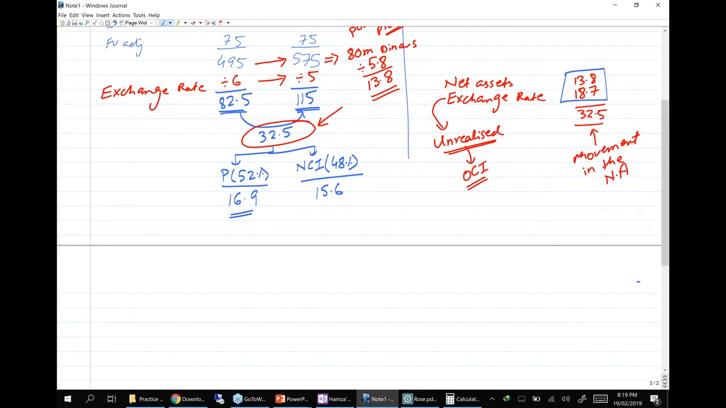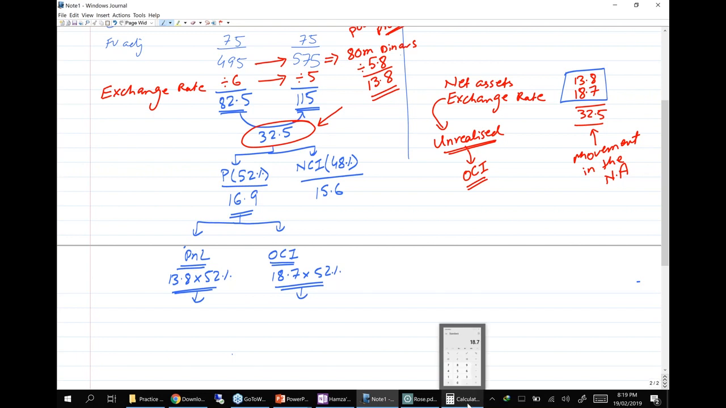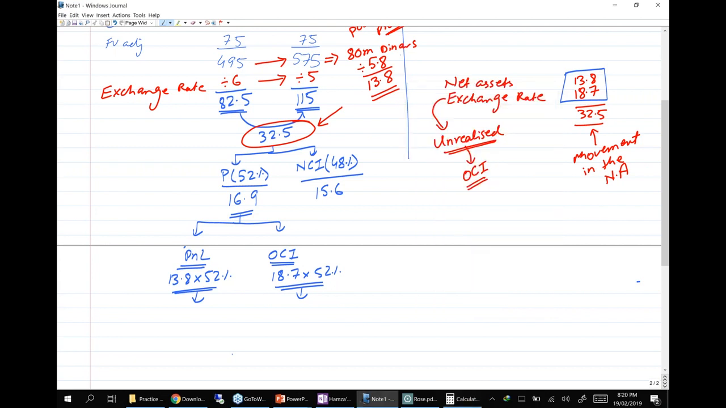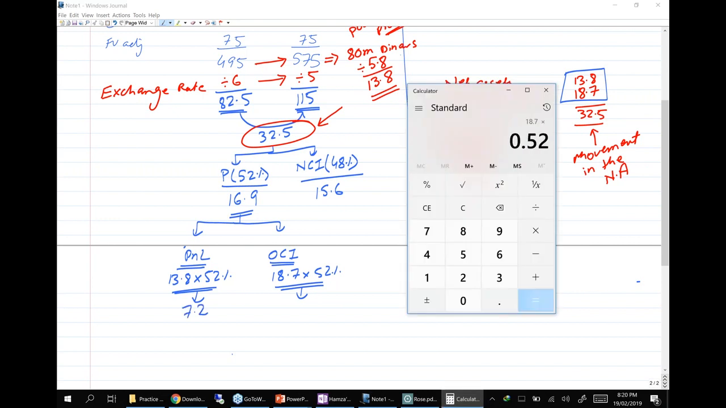So now, if I want to calculate the impact of the parent, I'm going to say that out of 16.9, some values should be going to the P&L and the other should be going to the OCI. So what is the amount to be taken to P&L? It is 13.8 into 52%. And what amount is to be taken to OCI? It is 18.7 into 52%. The value taken to P&L, 13.8 into 52%, is 7.2 approximately. And the value taken to the OCI is actually 18.7 into 0.52, which is 9.7.